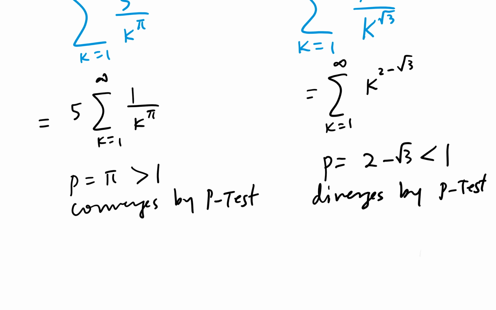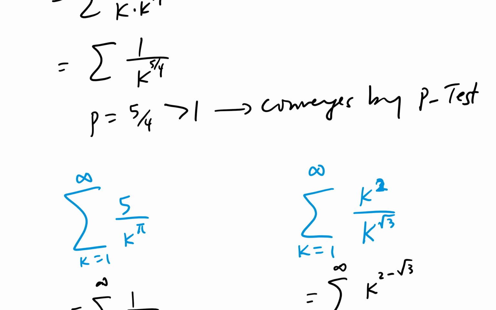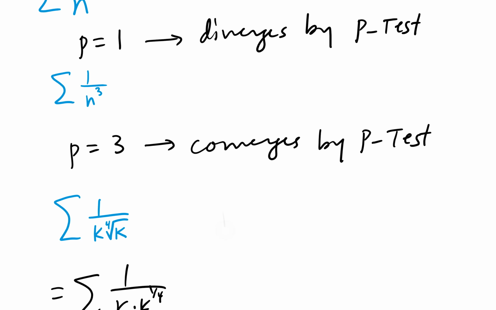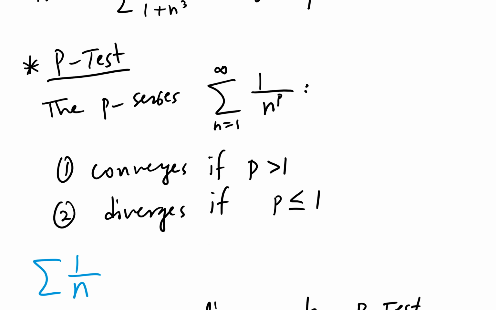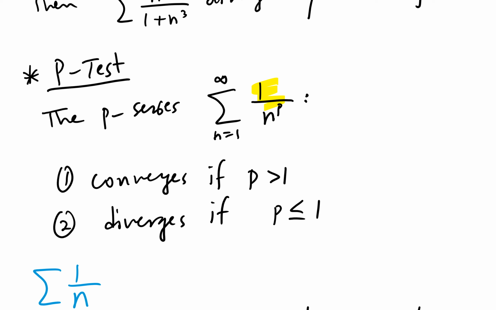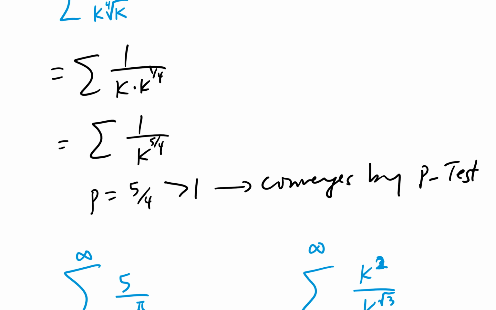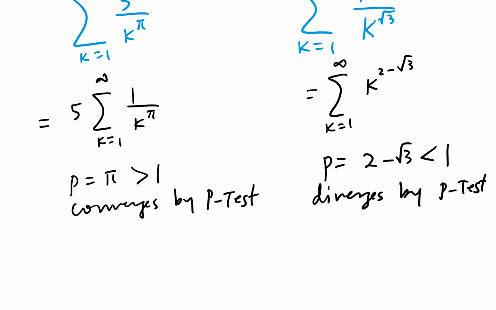We did something here. Notice, let me go back to this. The p-test has to take this form: 1 over n to the p, so the n has to be in the bottom. So we need to rewrite this as 1 over k and bring everything down, so it becomes root 3 minus 2. That's still less than 1. Diverges, just to be careful.